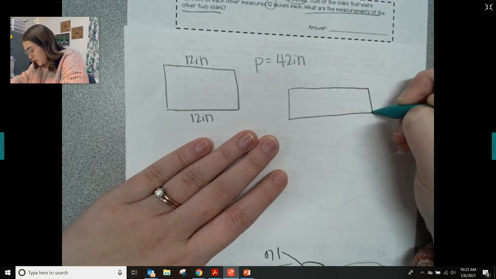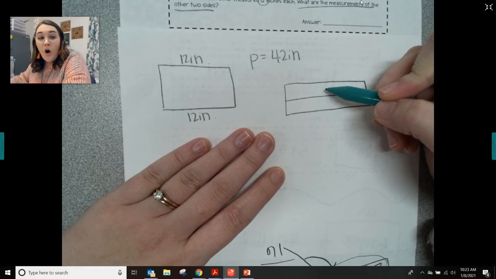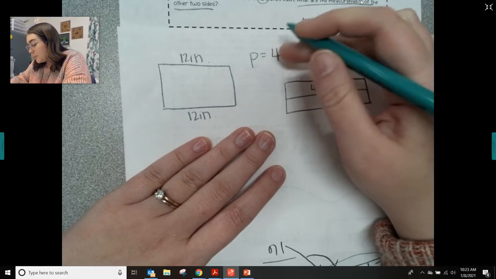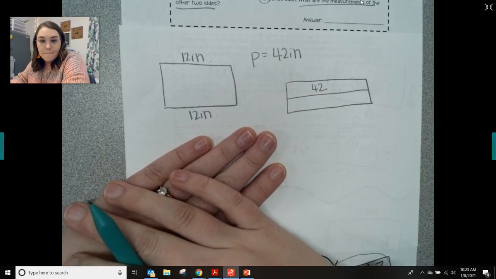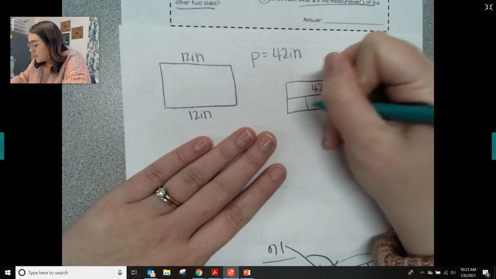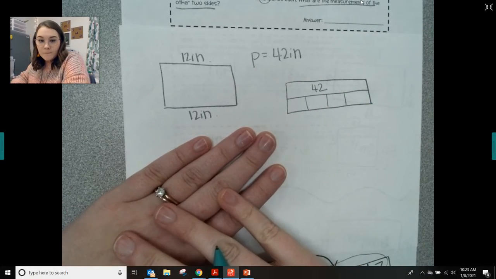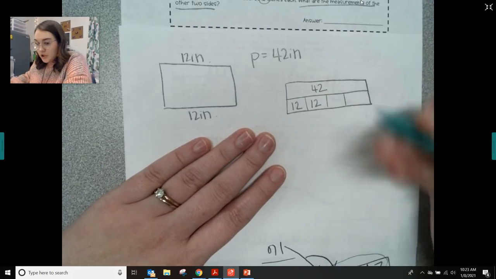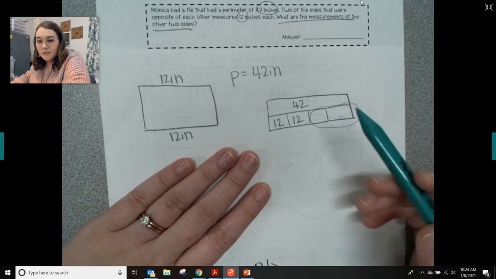So normally what I do is I just draw a box with a line. The top is going to represent our whole. So 42 is our whole. That's our perimeter. Our whole entire perimeter is going to go right there. So then there are 4 sides. So we've got 4 parts down here that we've got to figure out. So 2 sides measure 12. And just like the problem we did down here, we've got to figure out both of these.